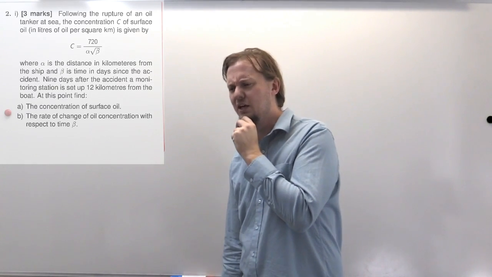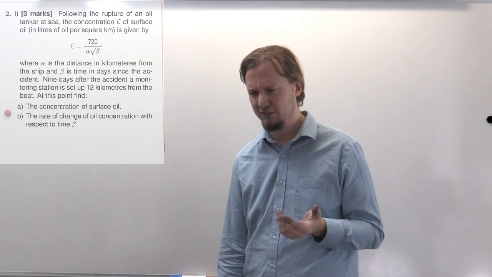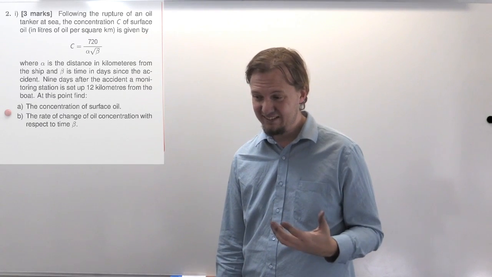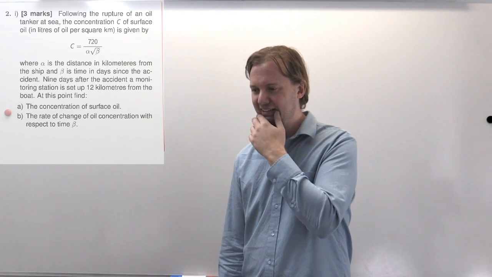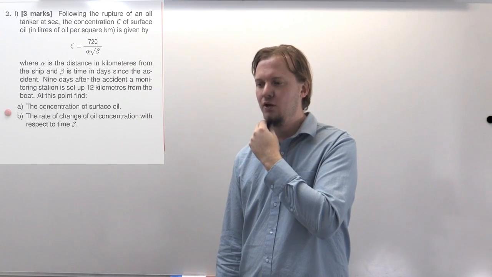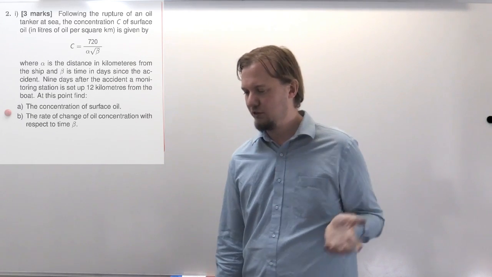Now, there are very unusual units being used here. Alpha is the distance in kilometers, which is not what I would have chosen for distance, and beta is the time in days. It says that 9 days after the accident, a monitoring station is set up 12 kilometers from the boat. So it has only 2 questions here.